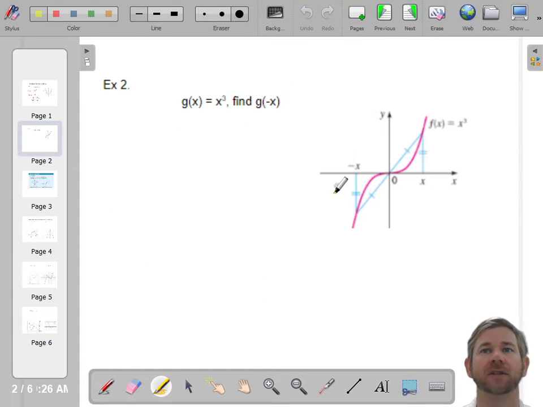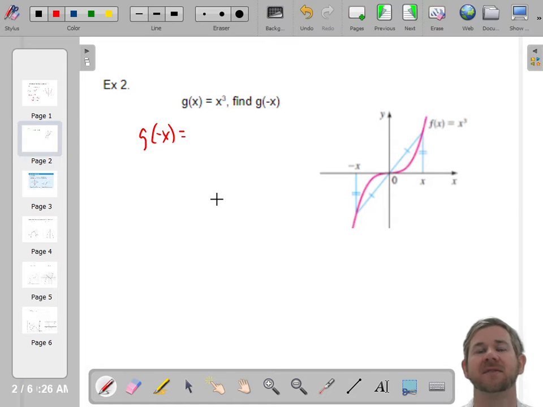Let's try an odd function. We're going to do the same thing. We're going to plug in negative x. That's how we test for odd and even. So negative x cubed. And let's see. Negative x times negative x times negative x will be negative x cubed. So g of negative x, when you plug in a minus sign, it ends up being minus x cubed.